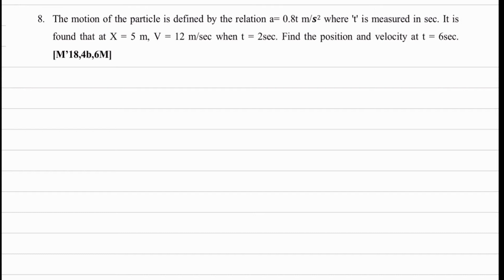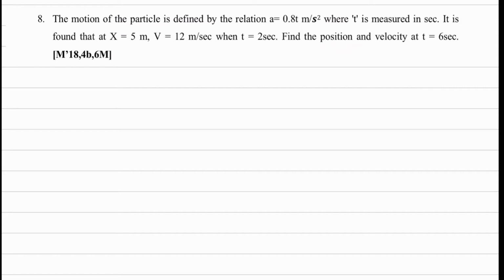Next question: the motion of a particle is defined by the relation acceleration is equal to 0.8t meter per second square. So from here you can get what are the units. Where t is measured in seconds, it is found that at x is equal to 5 meter, velocity is 12 meter per second when time is 2 seconds. Find position and velocity at time equal to 6 seconds.